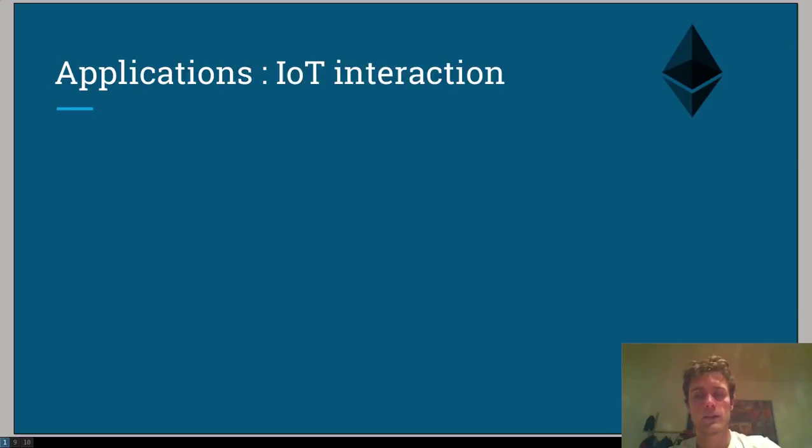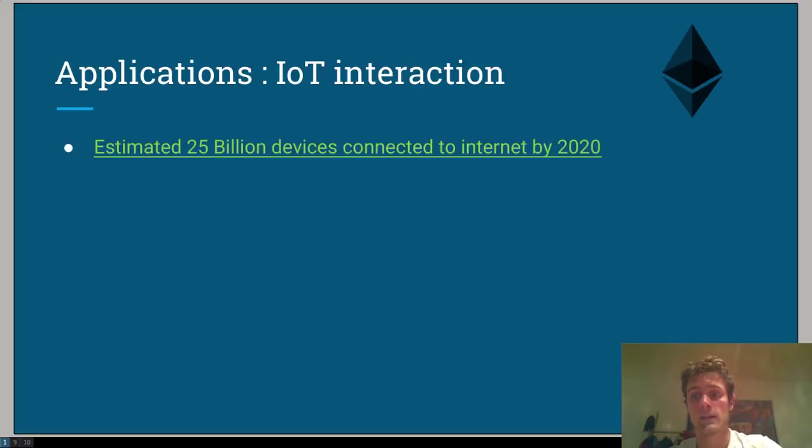And something that probably every investor has heard about, especially in the technological industry, is IoT, the Internet of Things. It's estimated, and I've seen less conservative estimates, I've heard something like 30 billion or so, it's estimated that 25 billion devices will be connected to the internet by 2020.